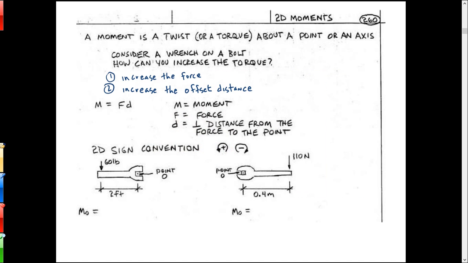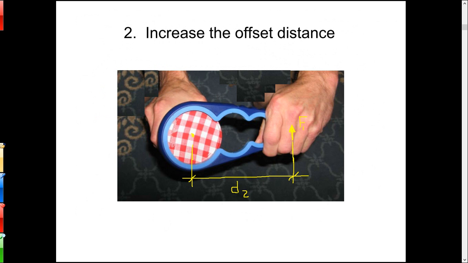So that gets us to this basic formula: moment is force times distance. That gets us that torquing action, the twist, whatever you want to call it. M is moment, F is force, D is distance, and particularly it's the distance perpendicular from the force to the point. So the distance is perpendicular to the force, with a right angle right there. That's the idea, okay?